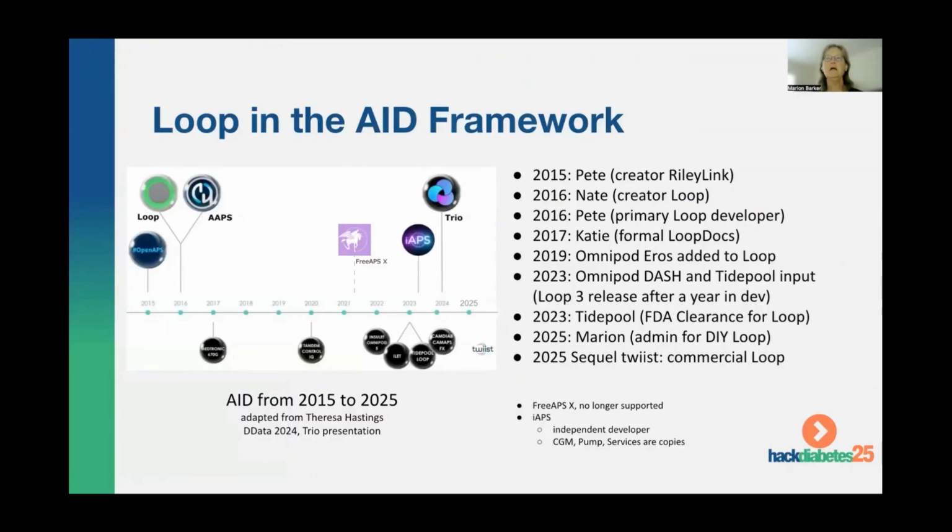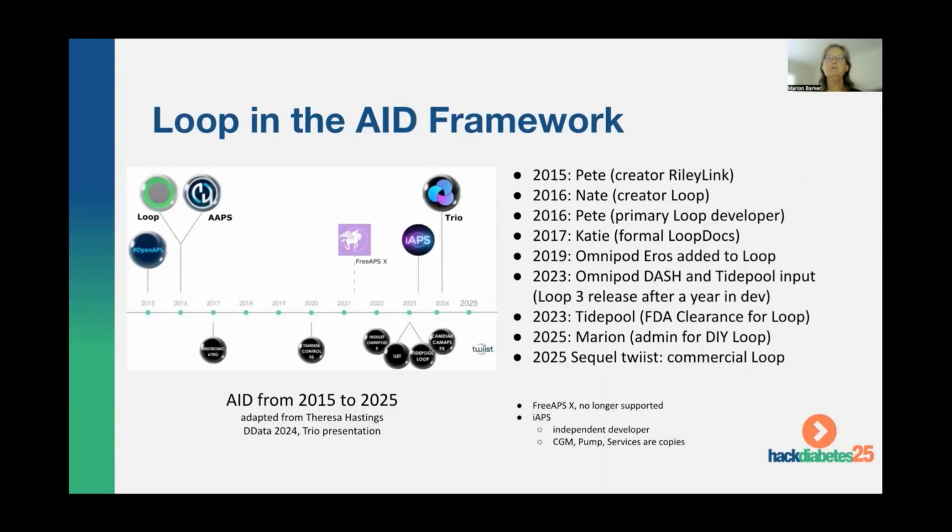This chart shows Loop in the context of the larger AID framework. Above the timeline are open-source AID systems, with the first one available since 2015. Below the timeline are commercial systems, which were first publicly available in 2017. Loop uses a different algorithm than the other open source apps shown in this timeline. All of the iOS open source AID systems, apps available on iPhones, make use of the CGM pump and service software originally developed for Loop.